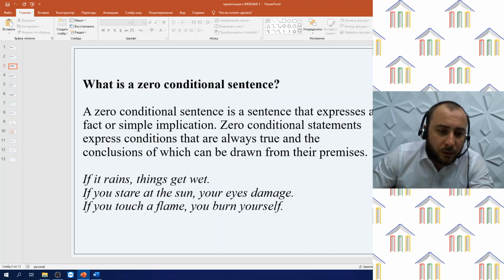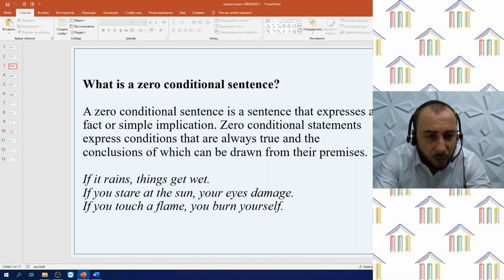So, what is a zero conditional sentence? A zero conditional sentence is a sentence that expresses a fact or simple implication. Zero conditional statements express conditions that are always true, and the conclusions of which can be drawn from their premises. If it rains, things get wet. If you stare at the sun, your eyes get damaged. If you touch a flame, you burn yourself.